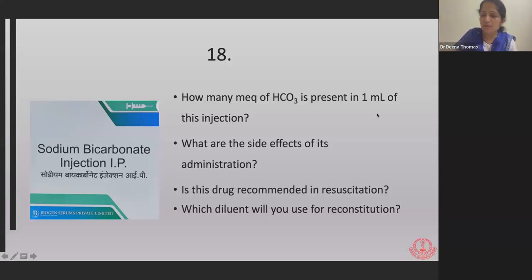Is the drug recommended? Everybody has answered: it is not recommended in resuscitation. Which diluent will you use for reconstitution?